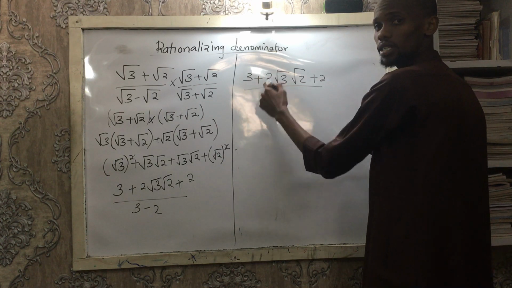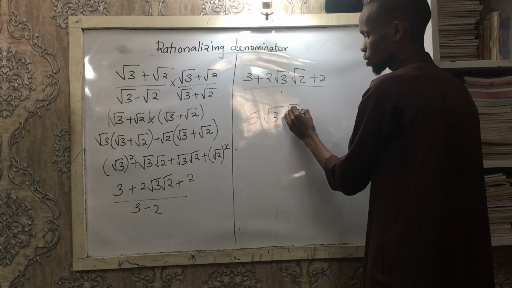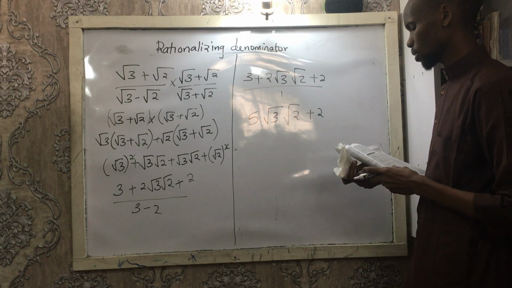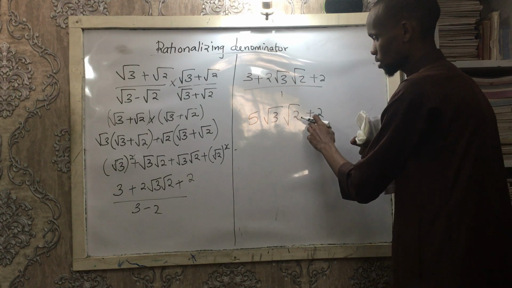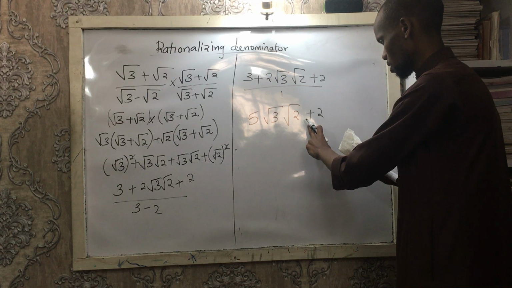2 plus 3 is 5, right? So I'll have 5 root 3 root 2 plus 2. That's my solution. You can add the 2. Which one? The 2 from that side. Which one? This one, right?